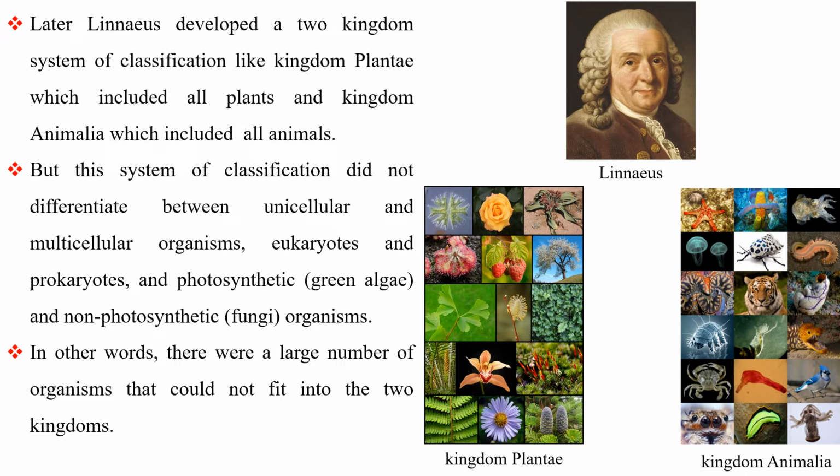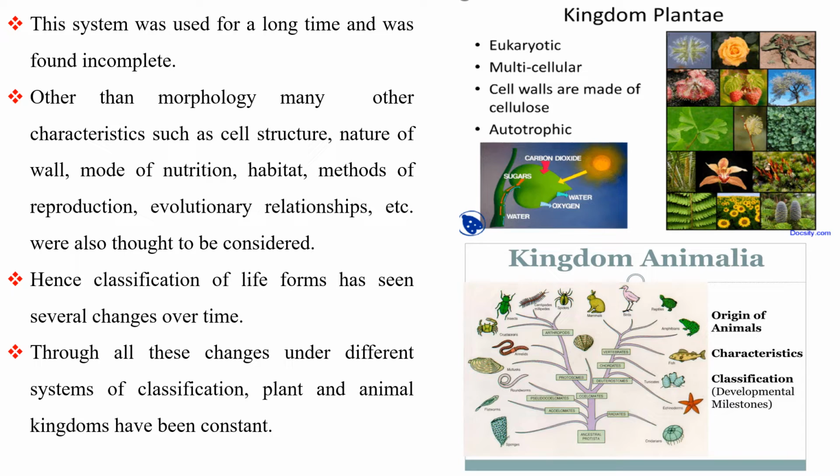Later, Linnaeus developed a two-kingdom system of classification like Kingdom Plantae, which included all plants, and Kingdom Animalia, which included all animals. But this system of classification did not differentiate between unicellular and multicellular organisms, eukaryotes and prokaryotes, and photosynthetic organisms like green algae and non-photosynthetic organisms like fungi. In other words, there were a large number of organisms that could not fit into the two kingdoms. This system was used for a long time and was found incomplete.